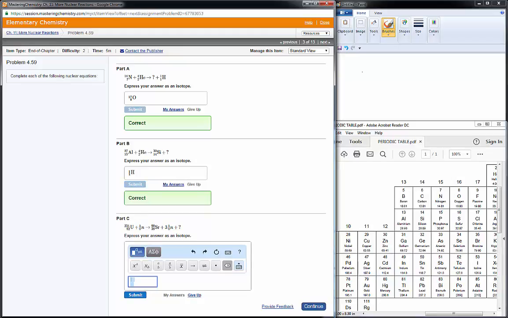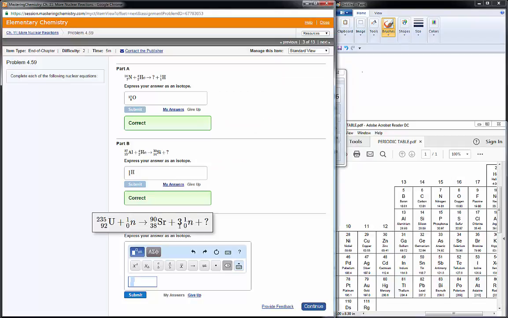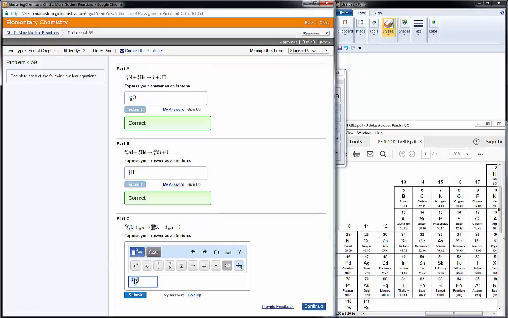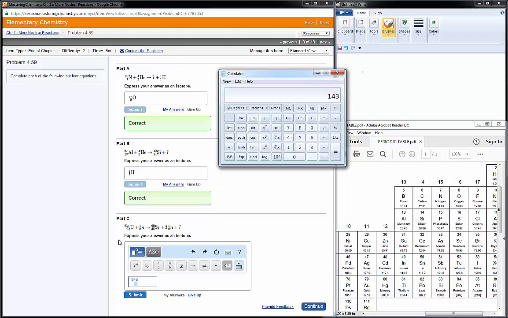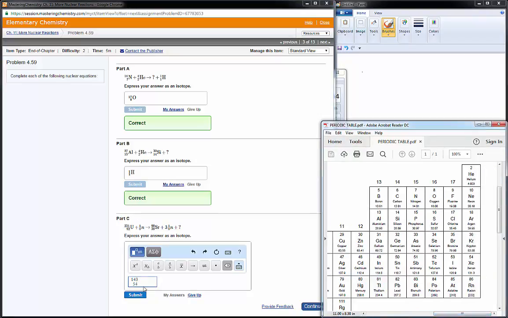235 plus 1 is 236. Gonna need a calculator for this one. 236 on the left. On the right, I've got 90, and then there's 3 neutrons. So 90 plus 3. So I've got 93 mass represented here. So this has to be the rest of that. So 236 minus 93 means the remaining mass must be 143. And then I've got 92 plus 0 is 92 on the left, minus 38 plus 0 is 38 on the right. And I get atomic charge of 54. Element number 54 is xenon.